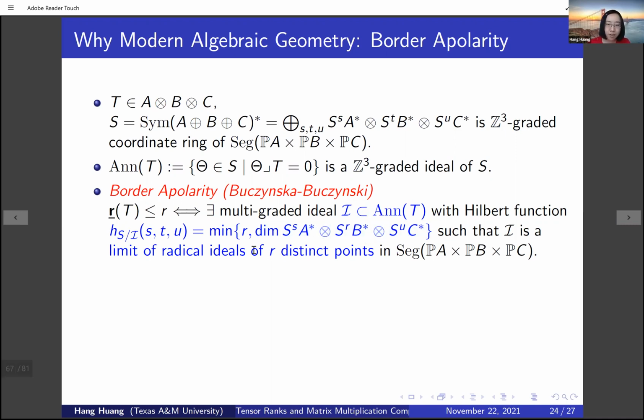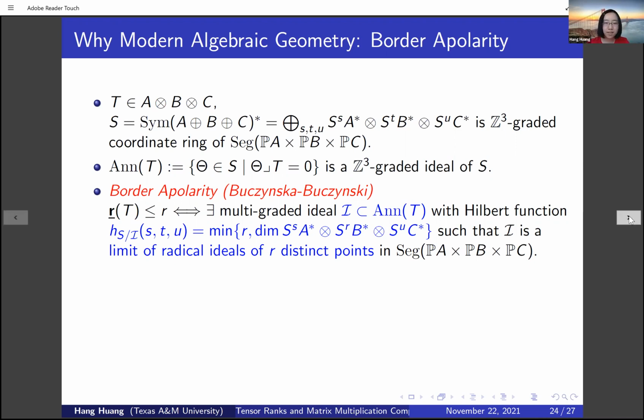And the last condition is basically the most subtle one. It says that you want your ideal to be a limit of radical ideals of R distinct points in the Segre variety. So basically, this border apolarity technique translates finding the border rank of your tensor into finding an ideal satisfying 3 conditions.